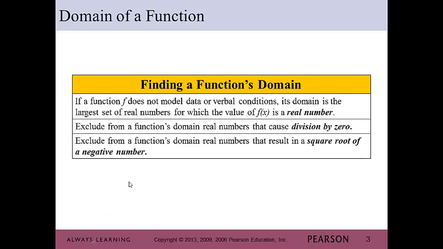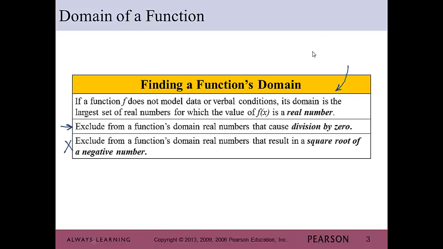So it says, if a function f does not model data or verbal conditions, its domain is the largest set of real numbers for which the value f of x is a real number. Exclude from a function's domain real numbers that cause division by 0. Also exclude from a function's domain real numbers that result in a square root of a negative. For Math 102, we actually are going to ignore the second condition and only focus on the first condition. So any value of x that we plug in that will cause us to divide by 0 cannot be included in the domain.